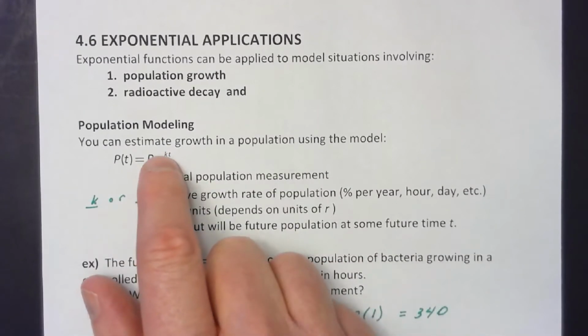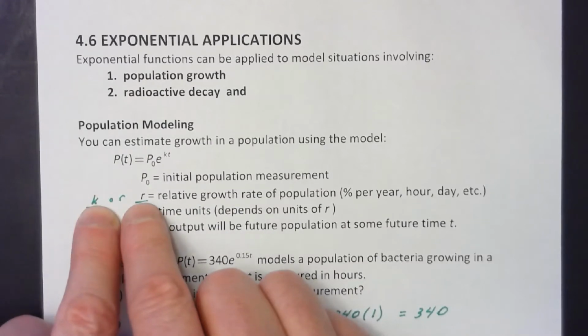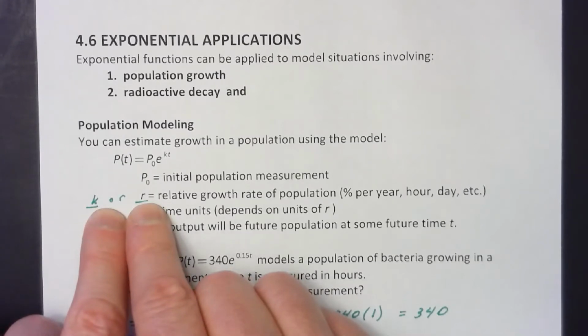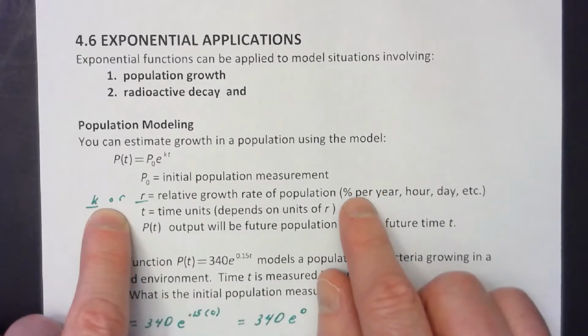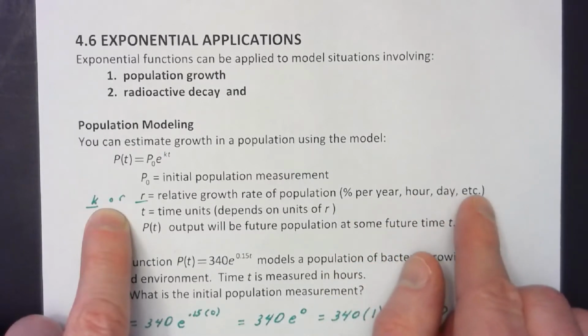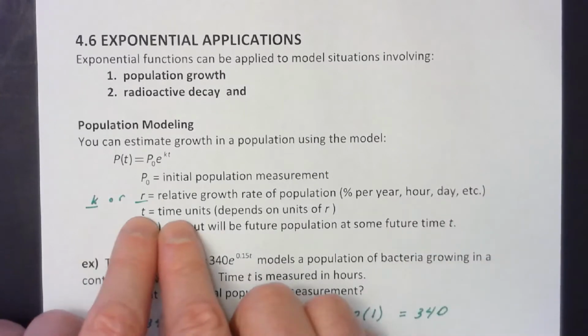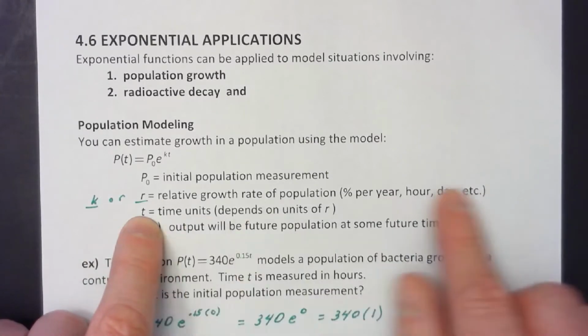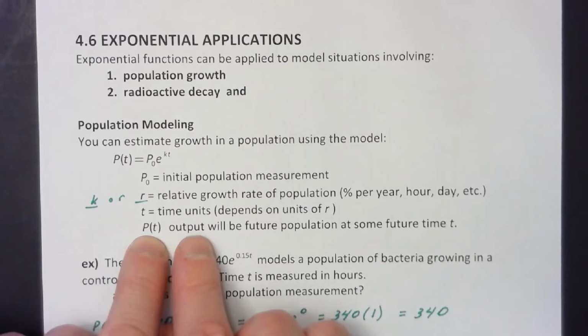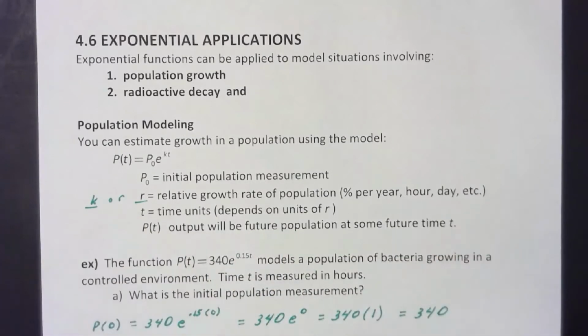Now, I put k in my formula up here. You're going to see in some problems that they call the growth rate r, and in some problems they call the growth rate k. You need to get used to seeing both of those variables as the growth rate. And again, that growth rate could be relative to the percentage of growth per year, hour, day, could be even minute or second. It depends upon the problem. Time is going to be your time in units, and again, those units could be any one of these. P of t is going to be your ending population. The population at time t, it will be the output of the future population at some future time t.